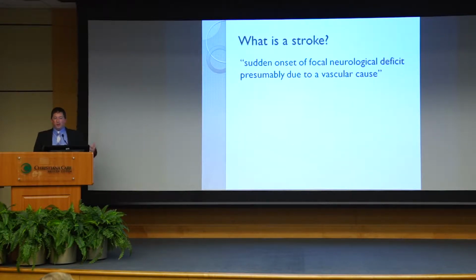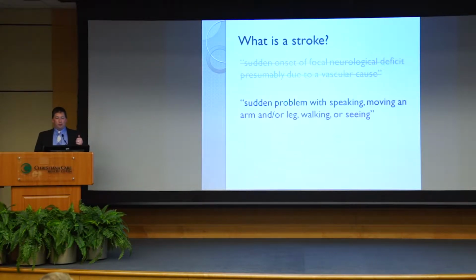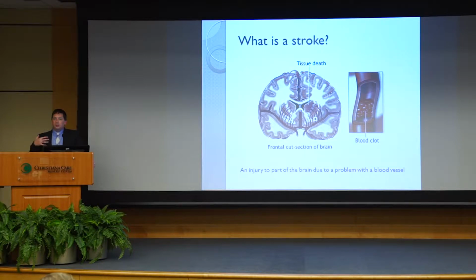So there is a medical definition of stroke, but really all of us should be able to recognize the most common signs of a stroke happening. A stroke on the outside is a sudden problem with speaking, moving your arm or leg, walking, or seeing. That's what we can recognize if we see someone who's having a stroke. What's happening on the inside is an injury to part of the brain that's really due to a problem with a blood vessel.